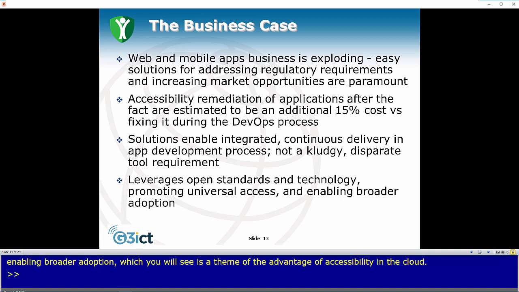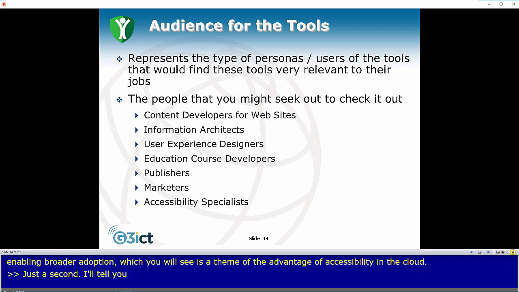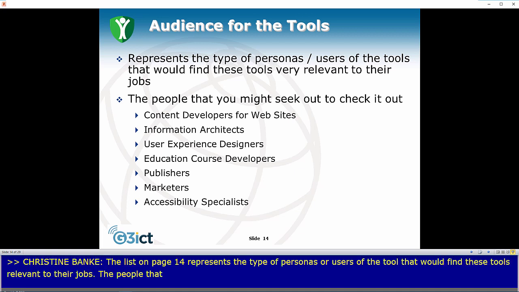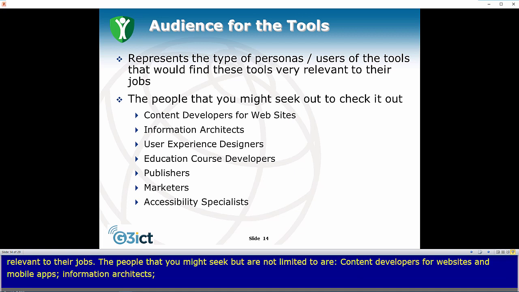The list on page 14 represents the type of personas or users of the tool that would find these tools relevant to their jobs. The people that you might seek, but are not limited to, are content developers for websites and mobile apps, information architects, user experience designers and developers, education course developers, publishers, marketers, and, of course, accessibility specialists.